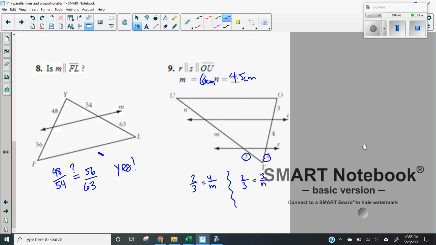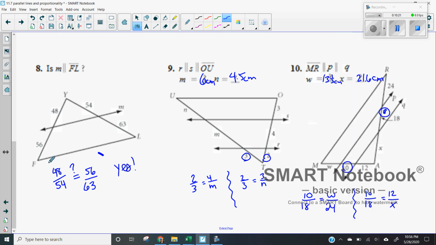Number 9, just 2 separate parts here. So notice I circled the 2 and the 3 because that's the pair of pieces that I already had. So I did 2 over 3 equals 4 over m. You certainly could have a different proportion than me. That's okay. And then again, I used 2 over 3 equals 3 over n. I like to just use this same one over and over again, because if for some reason I made a mistake finding m, and then I try to use it to find n, well, now they're both wrong. So I always like to stick with my given information if I can.